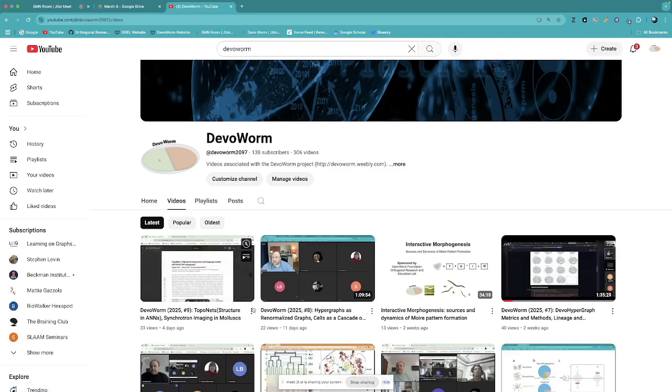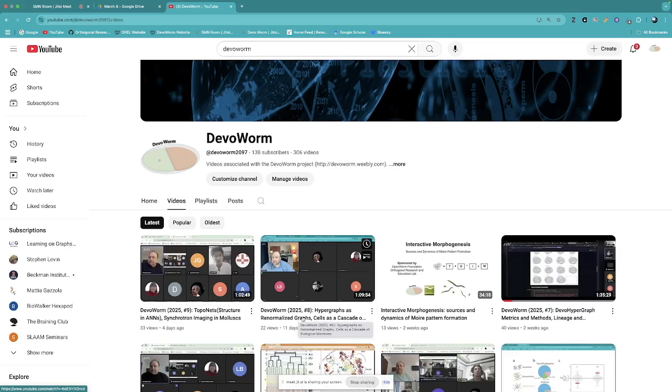These are just the weekly meetings. Last week we talked about this paper TopoNets, which is from two of our former members, where they talk about structure in artificial neural networks, how to build topology and heterogeneity into artificial neural networks. The week before that, we had hypergraphs as renormalized graphs, and cells as a cascade of biological machines. Those were two papers we reviewed.